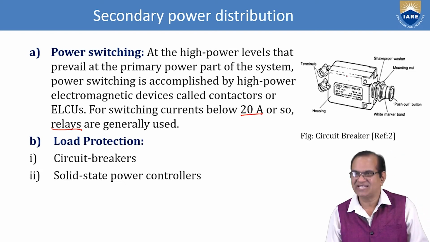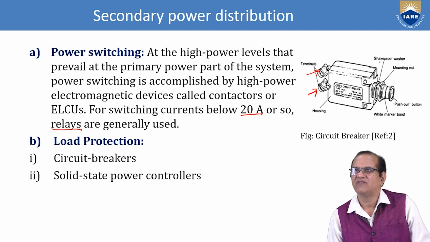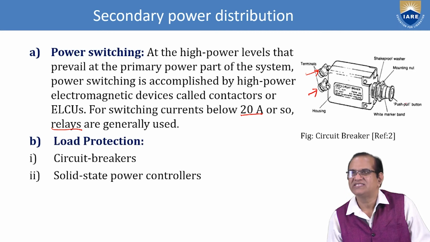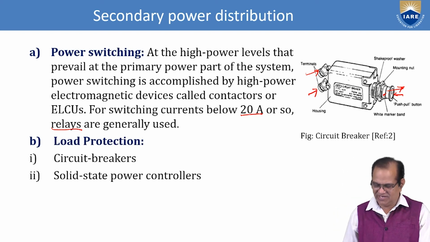This circuit breaker is shown here. We have here the terminal. Here we will attach the wires. Here is the housing. Here we have the shake-proof washers, mounting units, and this is the push-pull button. If you push, it will be on, and if you pull, it will be off. And this is the white marker band. Here you will see the band, which will indicate the marker.